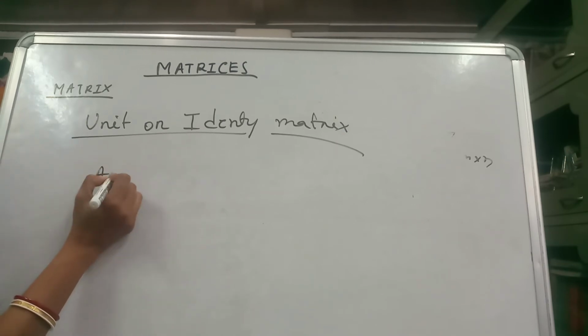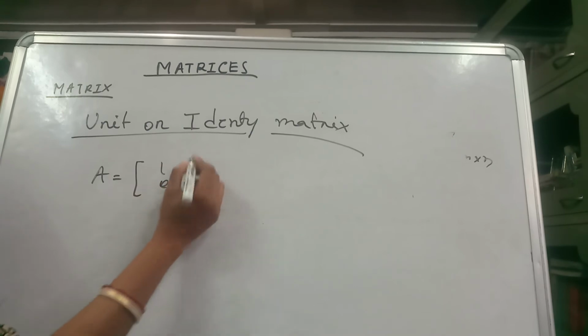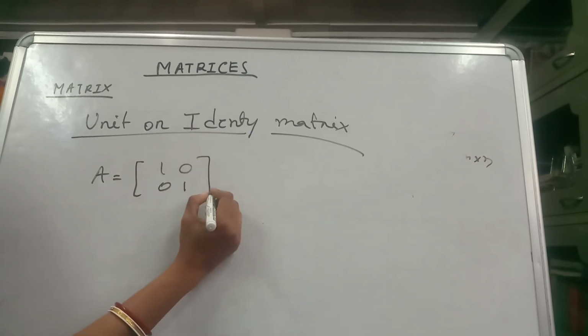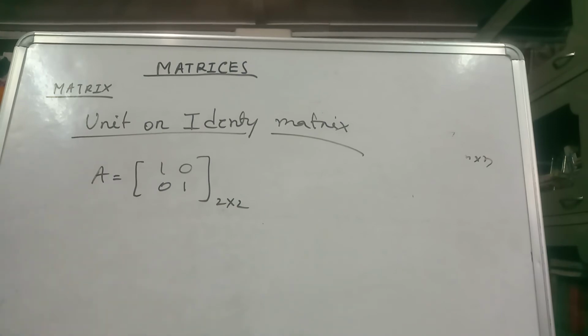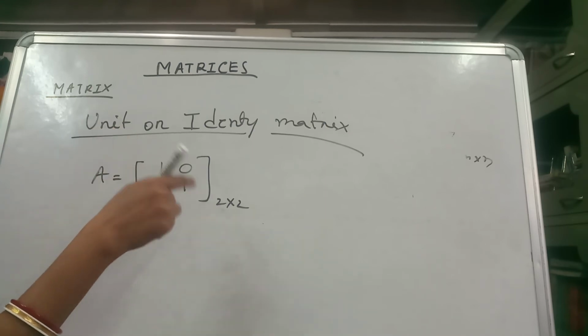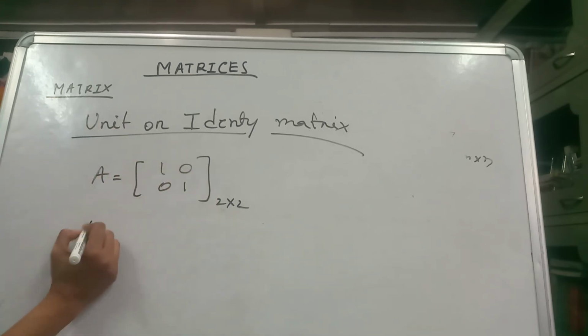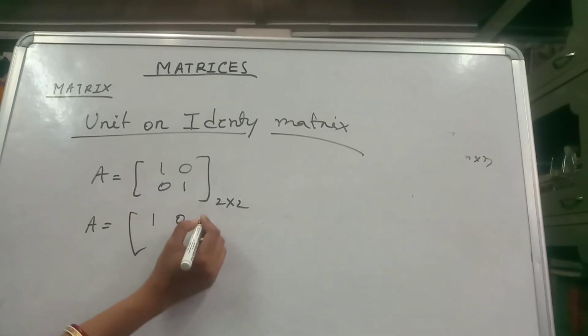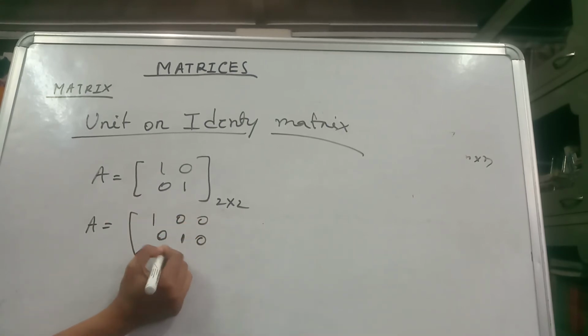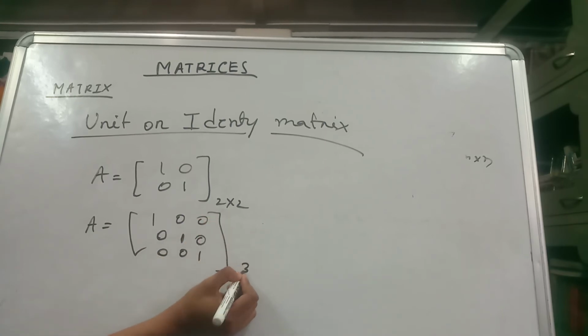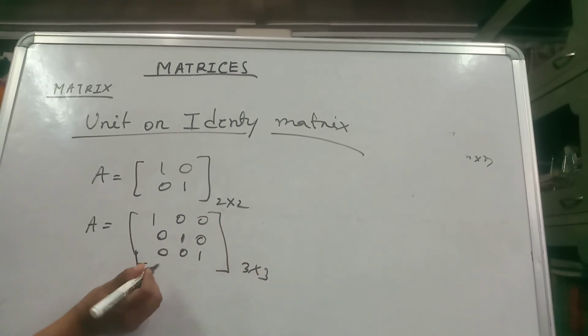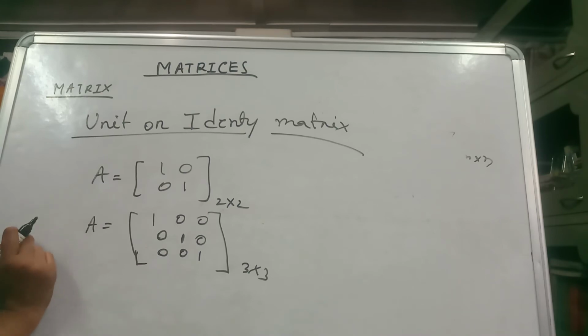That is a matrix A equal to 1 0, 0 1, 2 cross 2. That is, the elements only in the diagonal will be 1 and other elements will be 0. Then it is called a unit or identity matrix. It may be like that, 1 0 0, 0 1 0, 0 0 1. The order of this matrix is 3 by 3, and these are called unit or identity matrices. The diagonal elements will be 1 and all the rest will be 0. Then this is our unit or identity matrix.